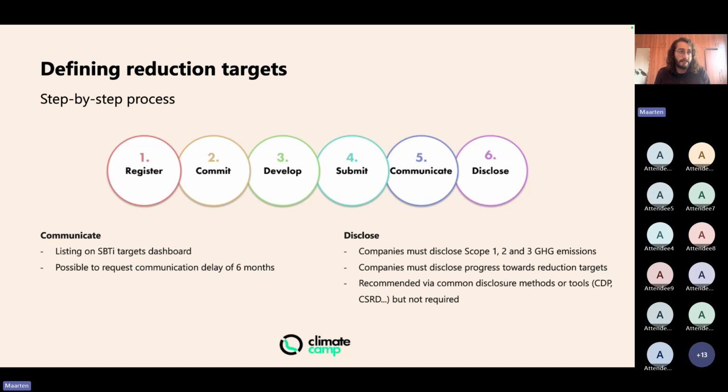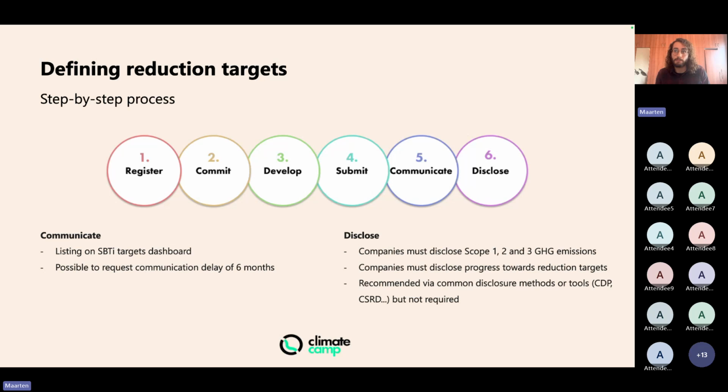Then you communicate it. So you are listed on the SBTi targets dashboard after your targets have been validated. And then you can ask to delay communication of this for 6 months with SBTi to align your own communication with it. That's pretty straightforward.